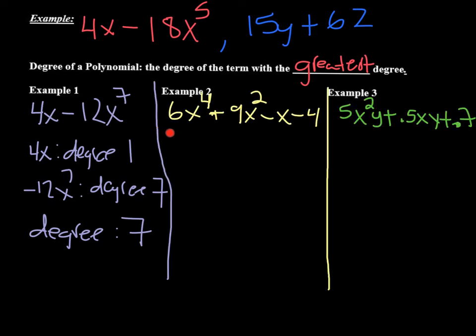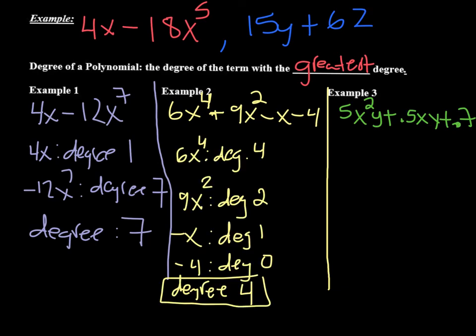Alright, so take a moment to try example 2: 6x to the 4th power plus 9x to the 2nd power minus 7x, minus x minus 4. And example 3: 5x to the 2nd power times y plus 0.5x times y plus 0.7. Pause the video for a minute and try these last two examples. Alright, welcome back. Hopefully you gave that a shot.